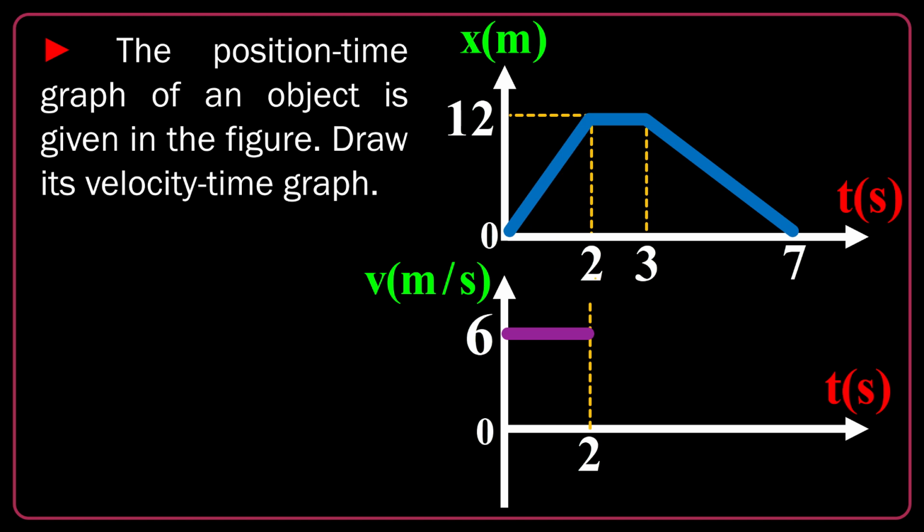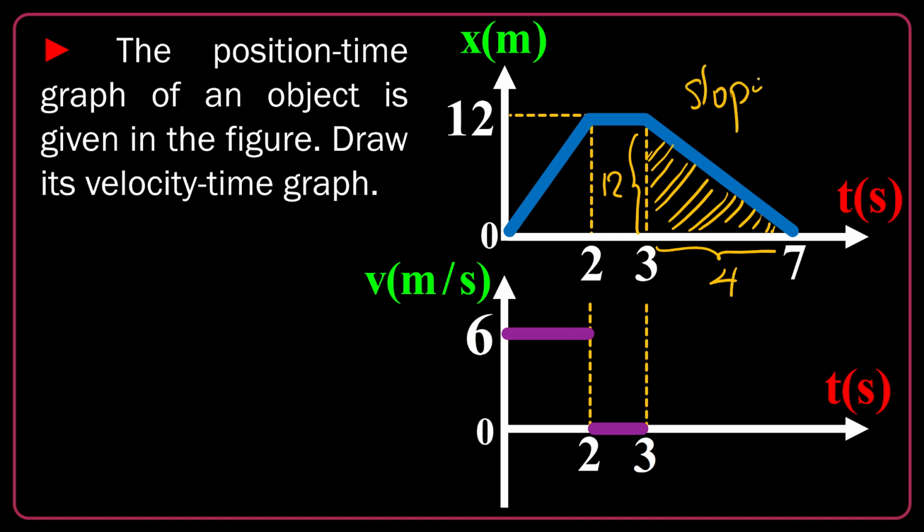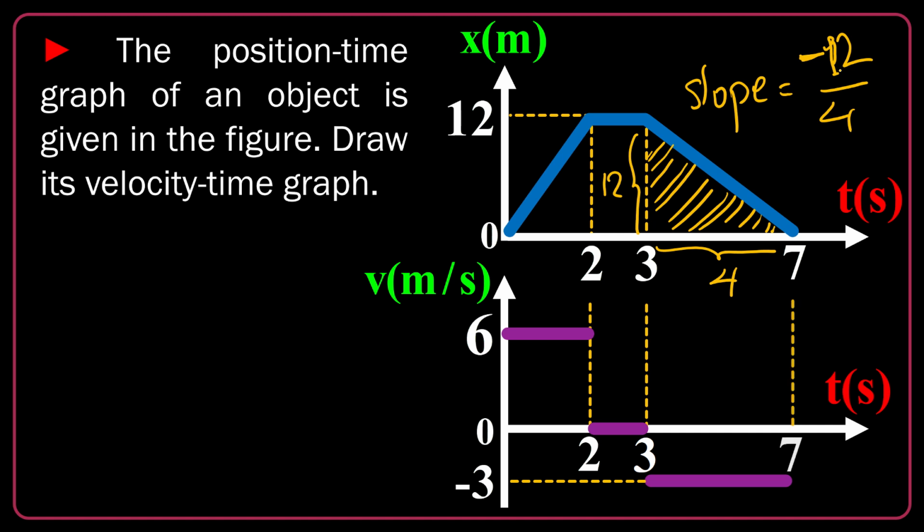The next part, between 2 and 3, there is no slope, you see. The velocity must be 0. So the vt graph will be a horizontal line, exactly over the t-axis. The last part will be a motion with negative slope, negative velocity. So here again, I establish a triangle. Vertical over horizontal. Vertical is 12, horizontal is 4. So the slope will be negative 12 over 4. Pay attention. Why negative 12? Because basically the line is descending. So the slope will be negative 3 meters per second in the last 4 seconds.